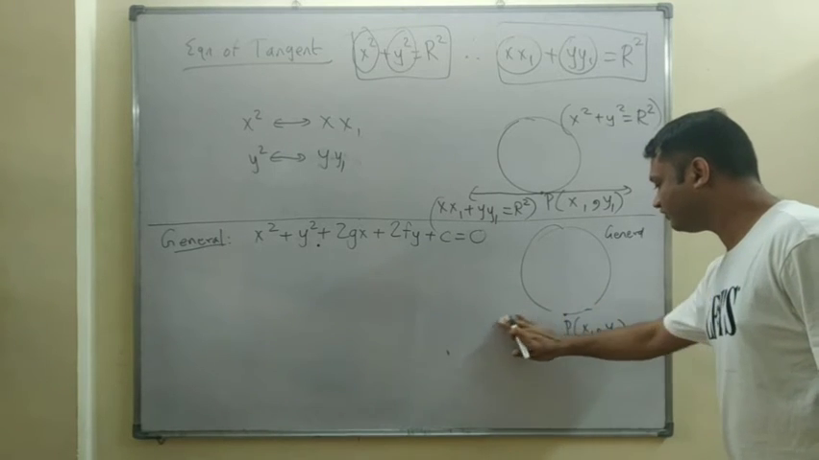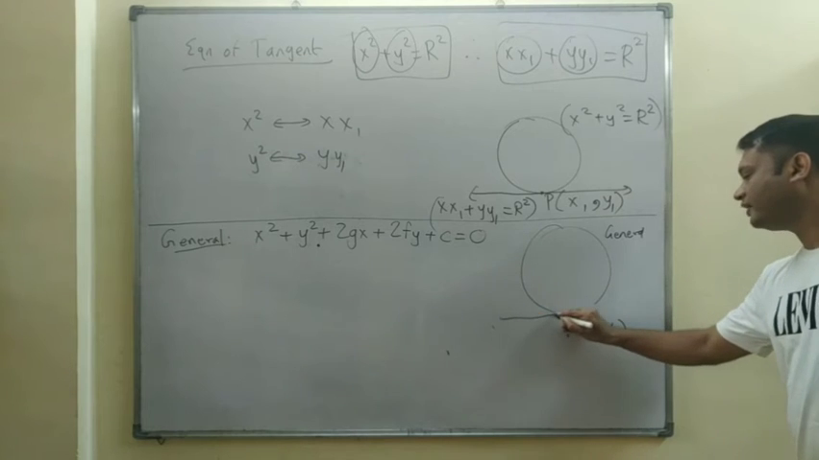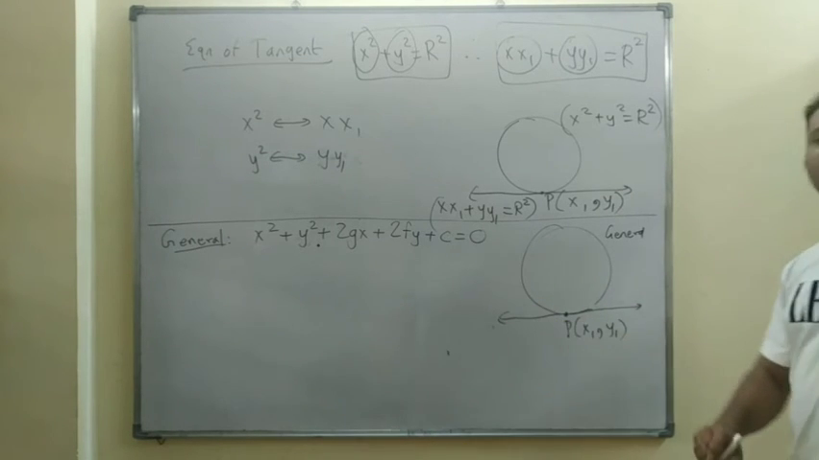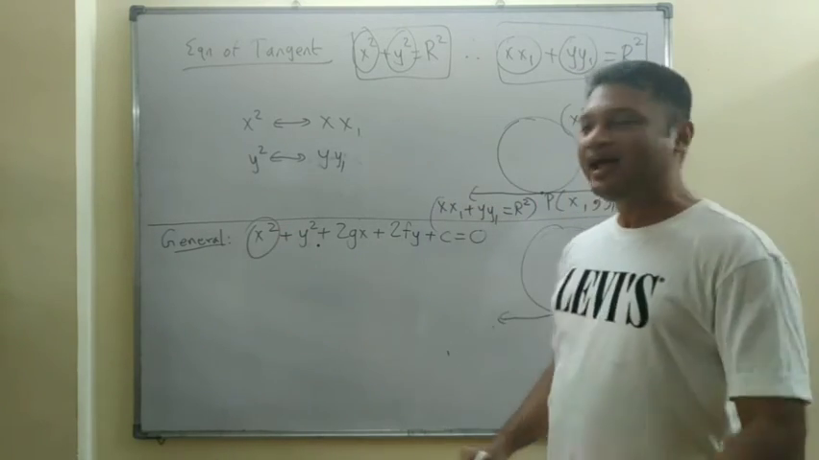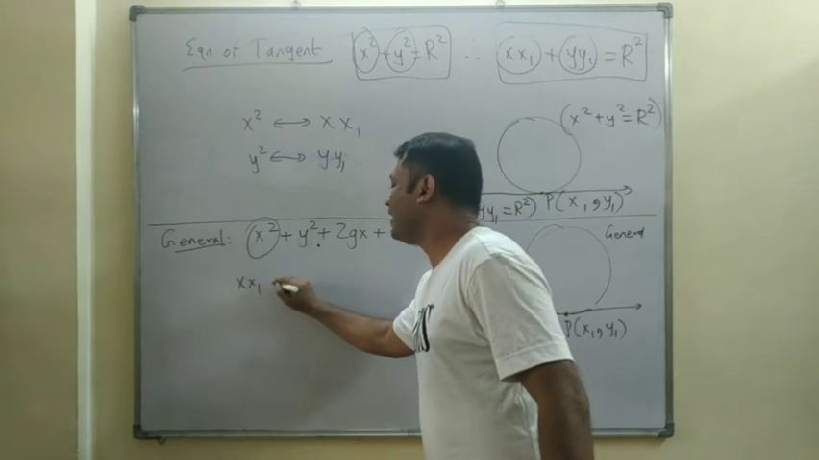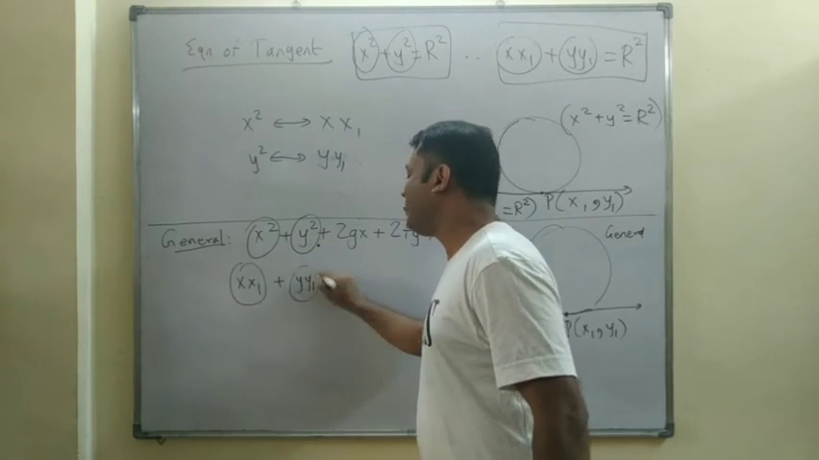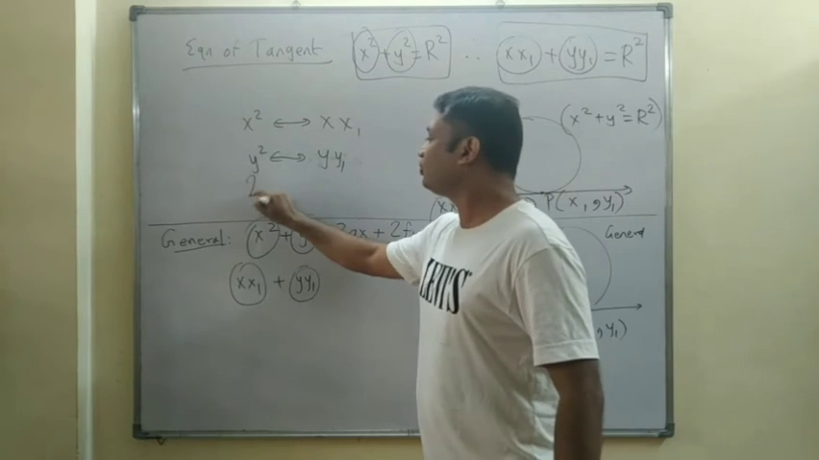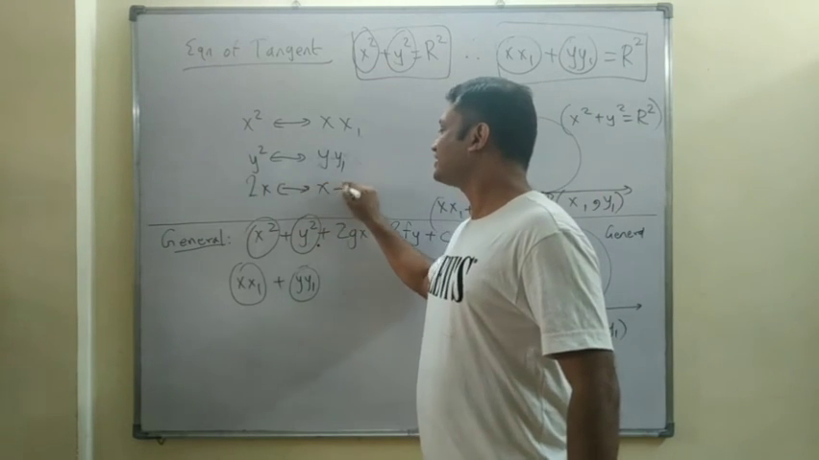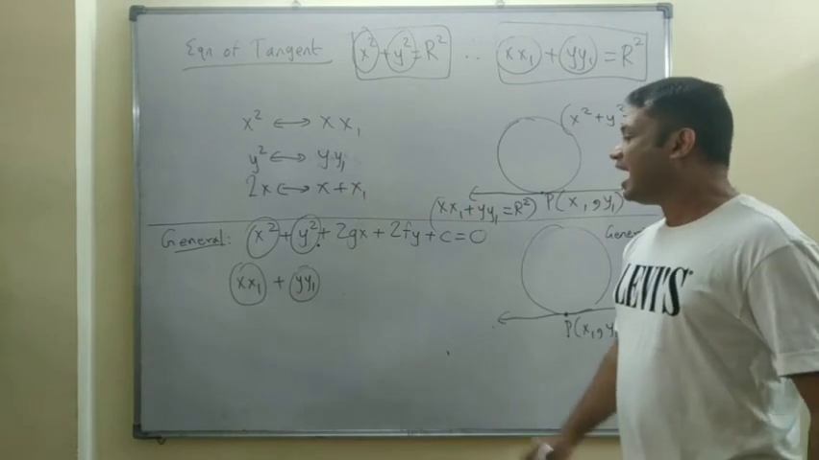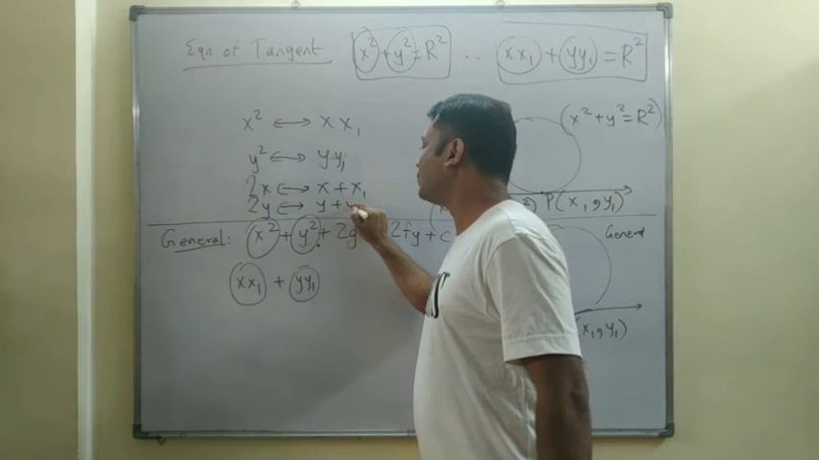So let me draw the tangent once again. So this is our point P, (x1, y1). At this point P, I want to draw the tangent and find its equation. So in its equation, instead of x square, I will write xx1. Instead of y square, I will write yy1. And instead of 2x, we have 2gx here. I will write it as g times (x plus x1). And instead of 2fy, I will write it as f times (y plus y1).